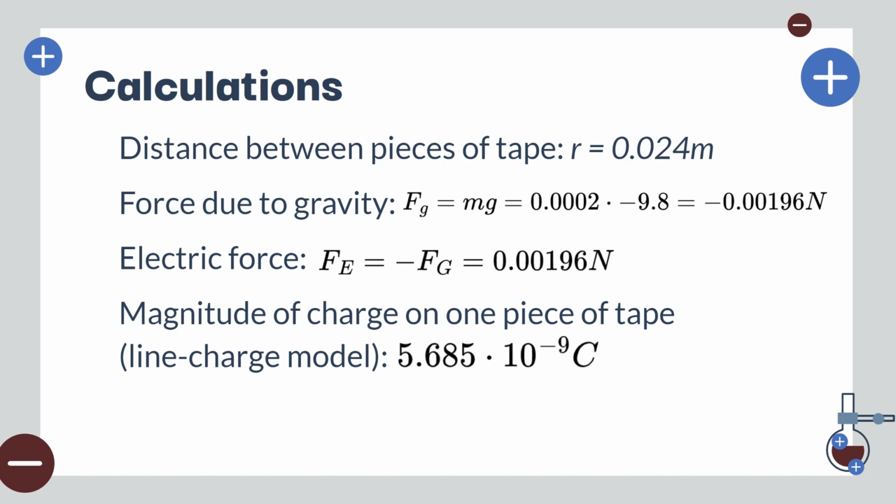We calculated the force due to gravity to be the mass times g, which was negative 0.00196 newtons. Therefore, the electric force was 0.00196 newtons. Then the charge of one piece of tape using the line charge model came out to be 5.685 times 10 to the minus 9 coulombs.